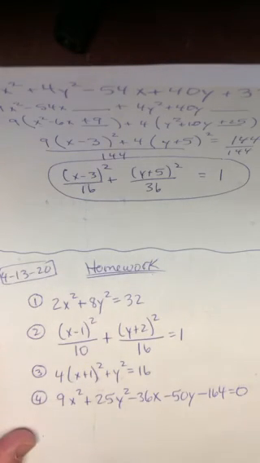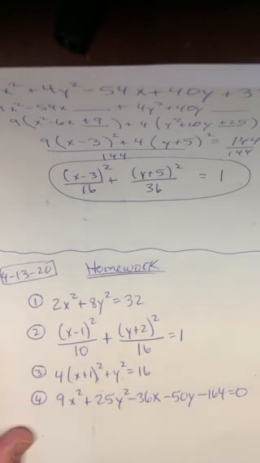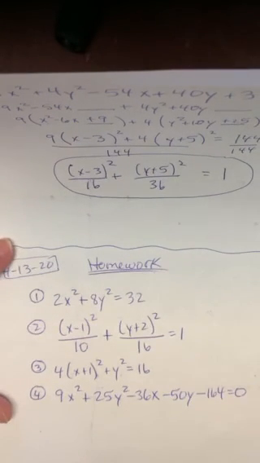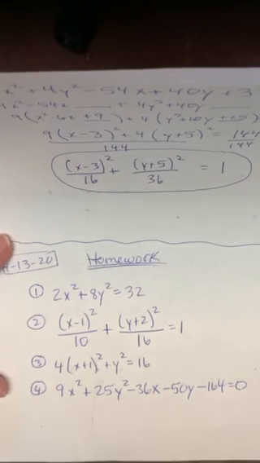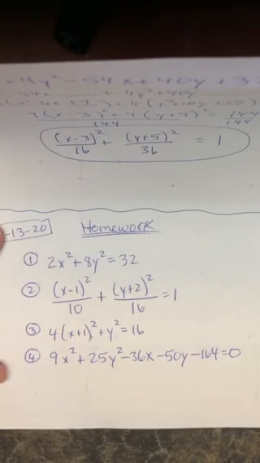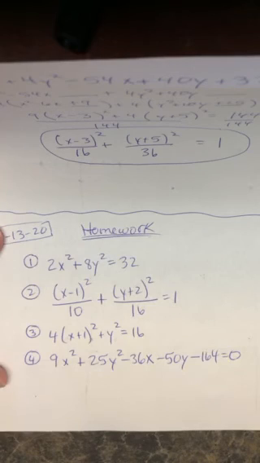I'm asking you to watch a 20-minute video and do a 5-minute homework assignment just to keep up on a daily basis, okay? So your homework: 2x squared plus 8y squared equals 32. x minus 1 squared over 10 plus y plus 2 squared over 16 equals 1. 4 times x plus 1 squared plus y squared equals 16. And 9x squared plus 25y squared minus 36x minus 50y minus 164 equals 0. Hit pause if you have to. There's your 4 homework problems due tomorrow, okay?